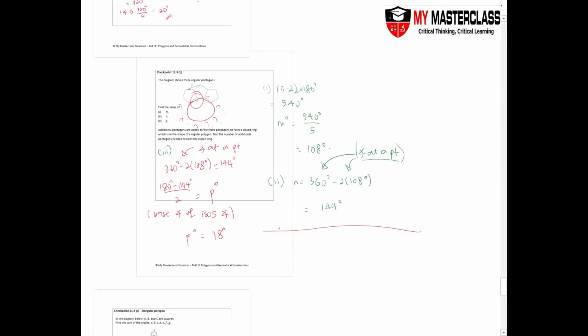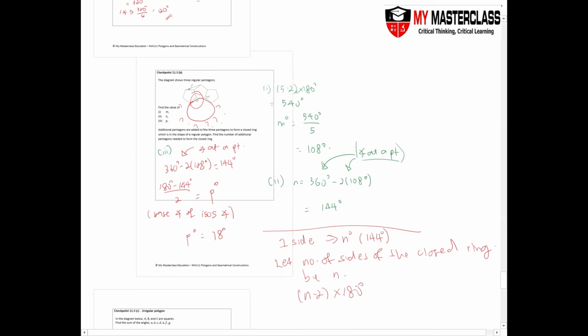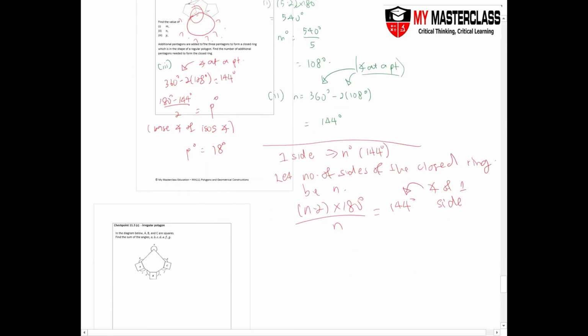It technically means that one angle is actually n degrees, which is also 144 degrees. Let the number of sides of the closed ring be n, because if you realize they're all pentagons, they will all have the same side. So I'll have n minus 2 multiplied by 180, divided by n, to give me 144, because 144 is the angle of one corner. Once you're done, you multiply.